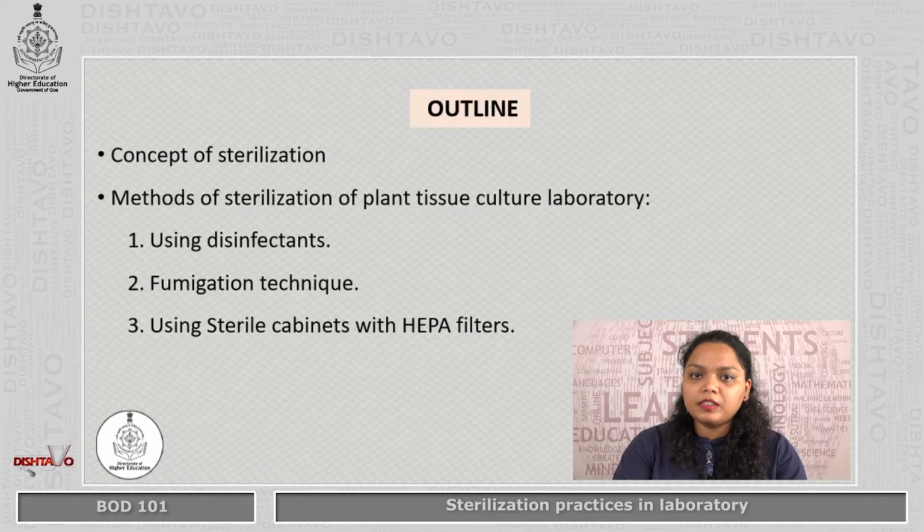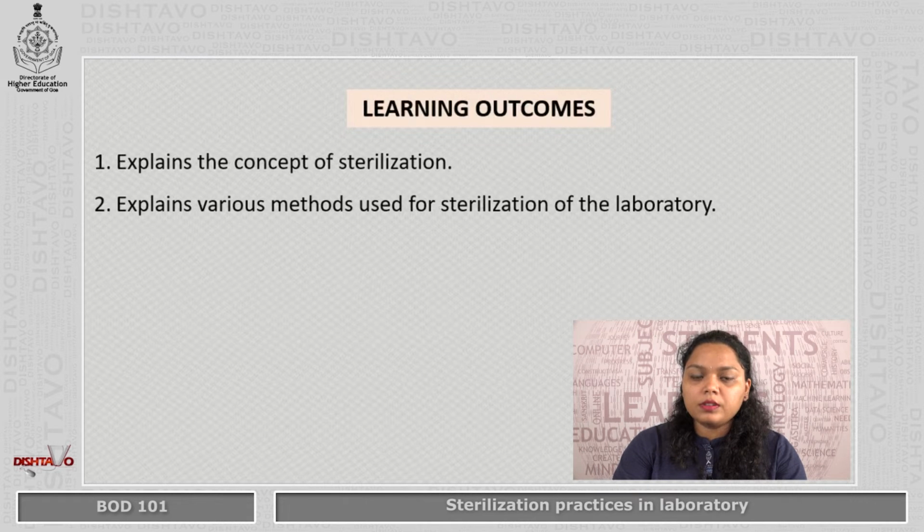The outline of today's module: I'll be talking about the concept of sterilization, and the different methods of sterilization used to sterilize the plant tissue culture laboratory. There are three different types. First, we'll be talking about using disinfectants. Fumigation techniques is the second one, and third is using sterile cabinets with HEPA filters. Learning outcomes: this module will explain the concept of sterilization, and it will also explain the various methods used for sterilization in the laboratory.